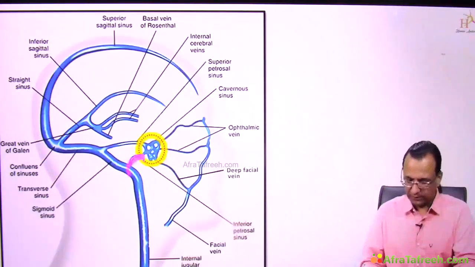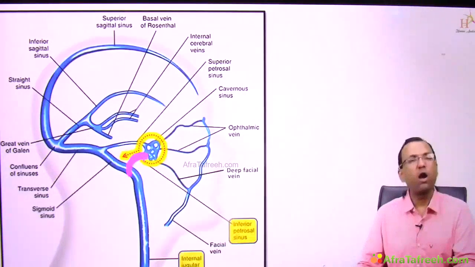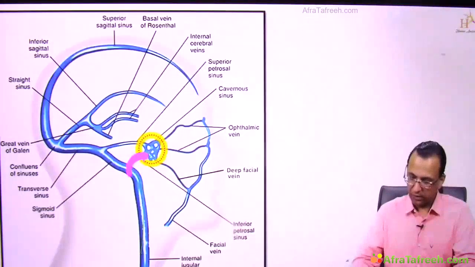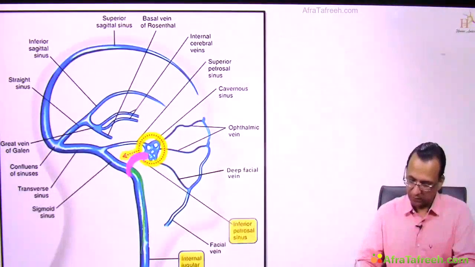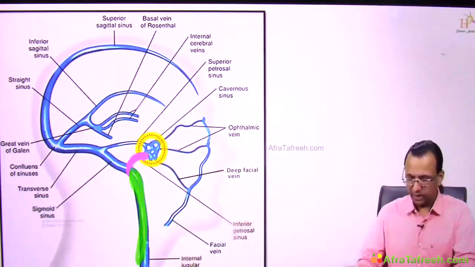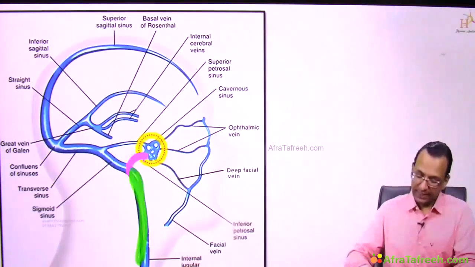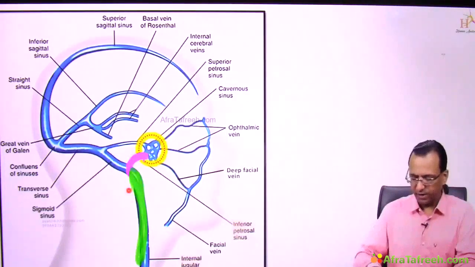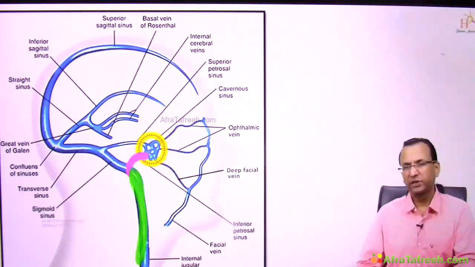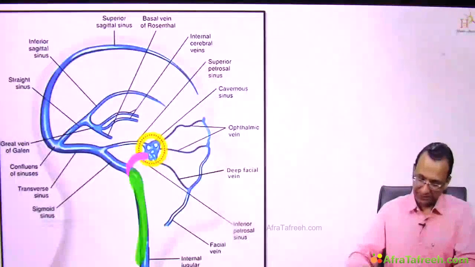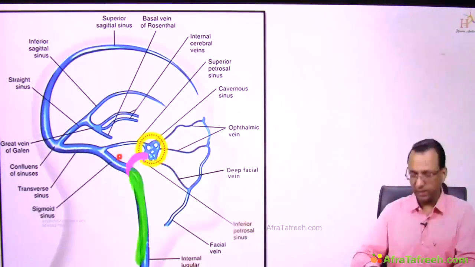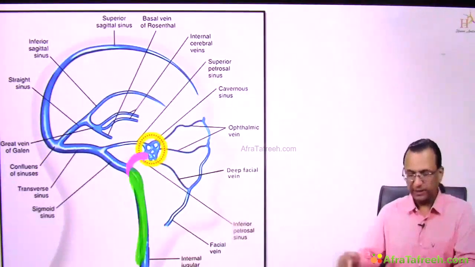Inferior petrosal sinus, if it is not draining into the sigmoid sinus, then where? Into this vein. It is the first tributary. What is this vein? That is the internal jugular vein. Remember, inferior petrosal sinus is the first tributary of the internal jugular vein. It is not draining into any sigmoid sinus.